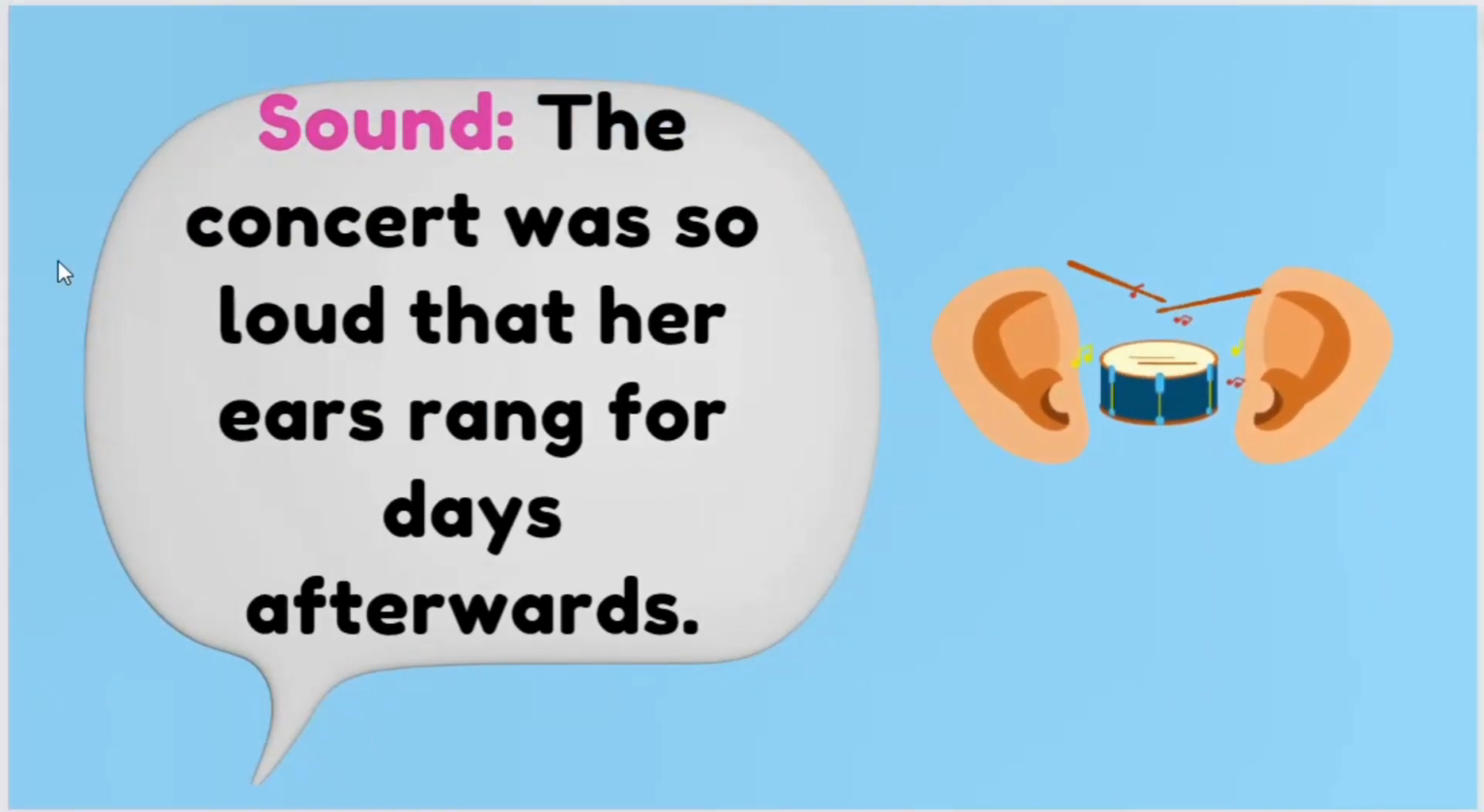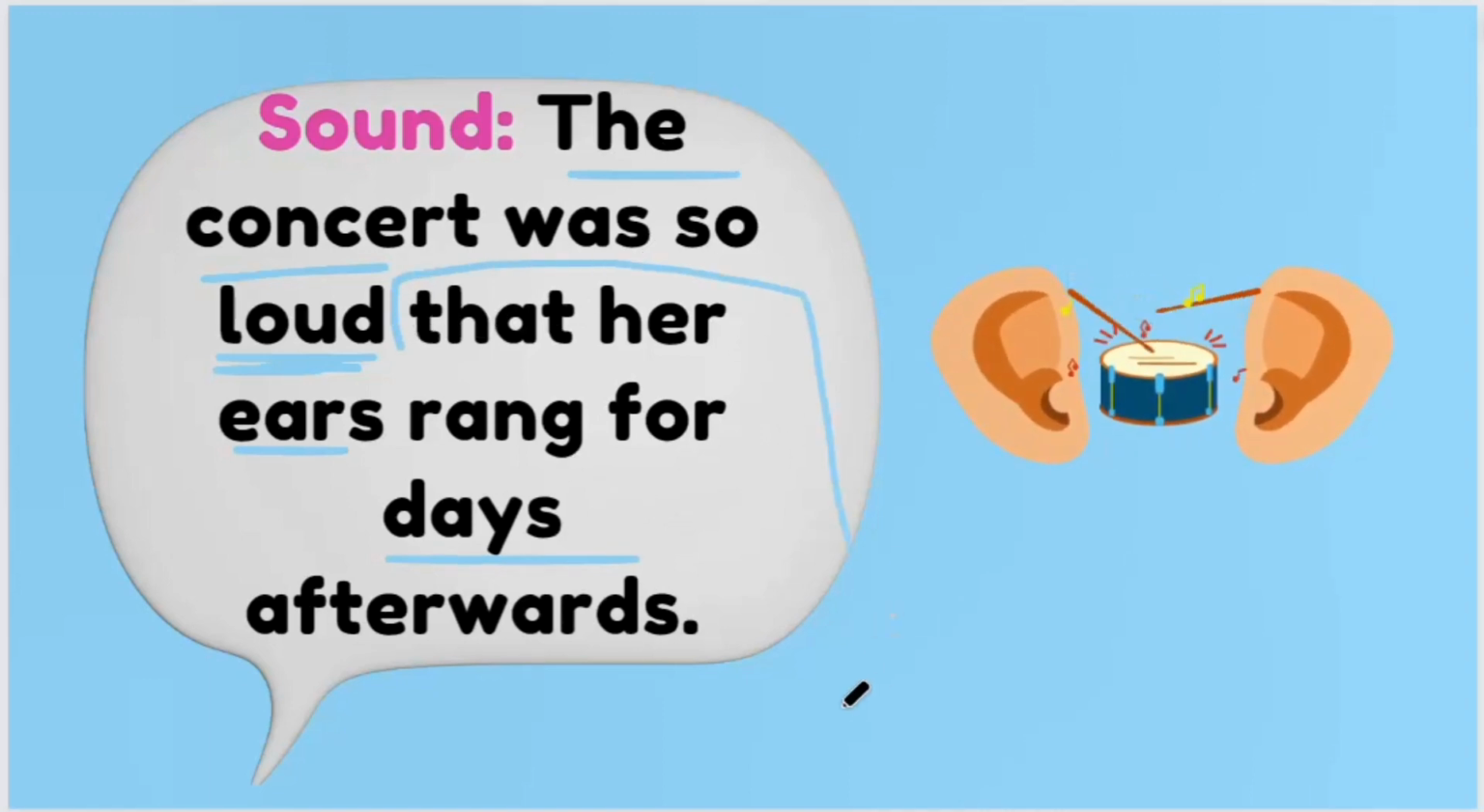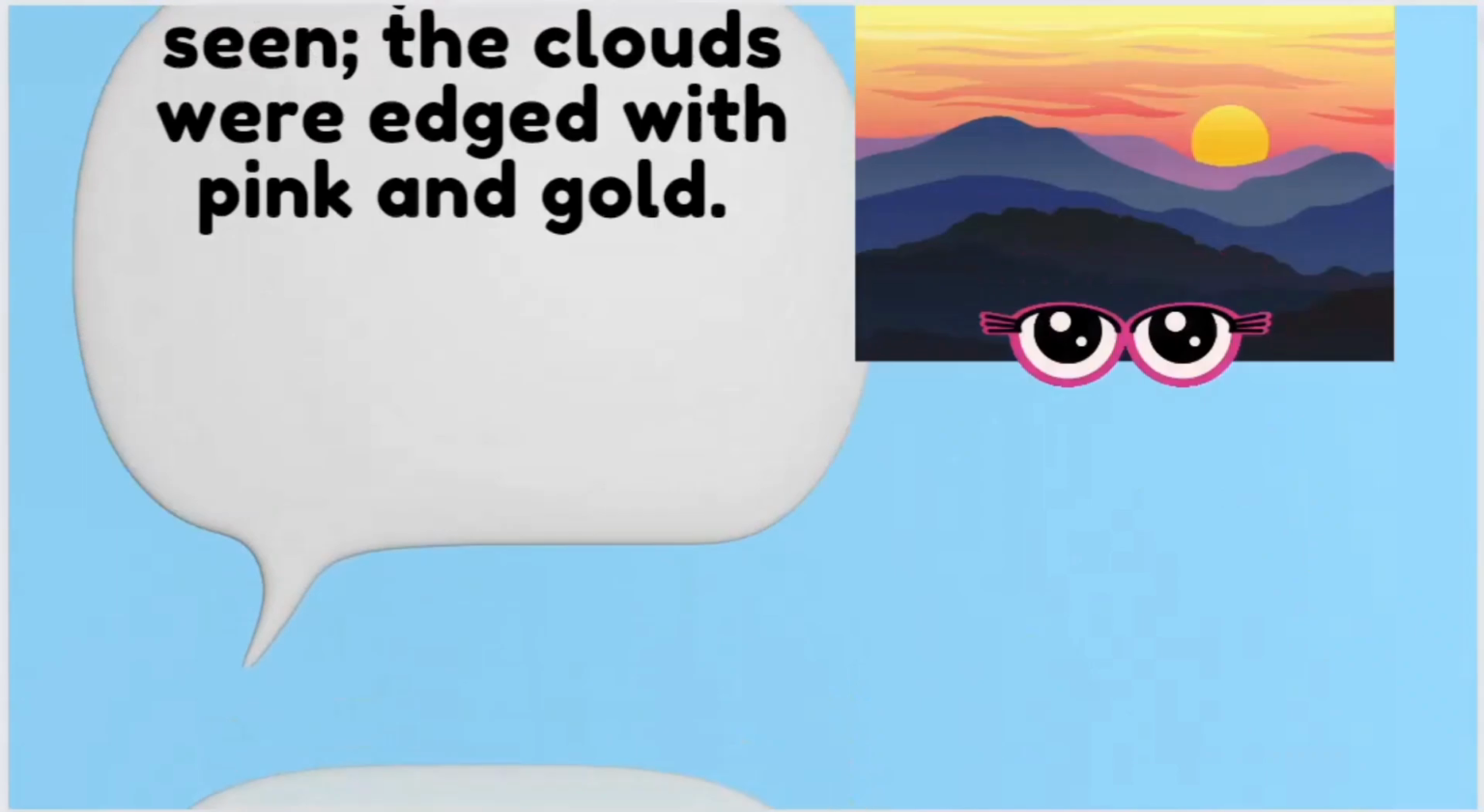The first example is related to the sense of hearing, okay, auditory sense. So, what's the sentence? The concert was so loud. Now, we are telling our reader that the concert was so loud. But how loud? That her ears rang for days afterwards, right? So, with this part, our reader can understand that it was too loud. And this is how we use imagery.